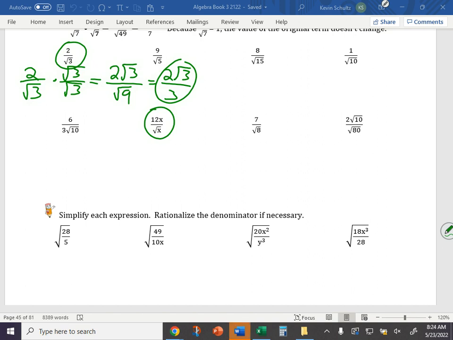Sometimes you'll run into a term like 12x over root x, where if we are going to simplify this, what do we need to do here to rationalize? Kylie? Divide both by the root of x. Yeah. Multiply both by the root of x over root of x. That's how it looks. And in our numerator, that gives us a 12x root x. We can't combine our x and root x here because one's under the root, the other one isn't. Okay? So 12x root x.